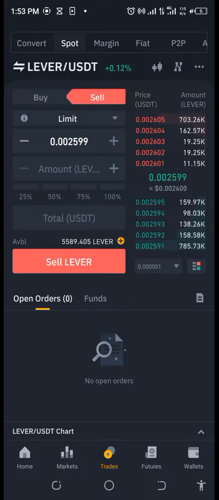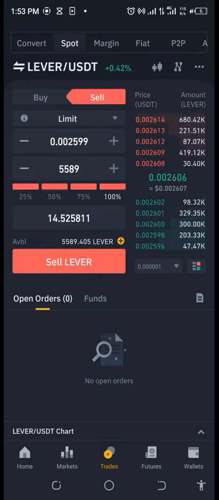If we check sell, we have this amount. Okay, so you can see we're already in profit, right? But I am not going to sell at this price. I'm going to sell at a higher price than what we have here. Okay, so I'm going to take that price.